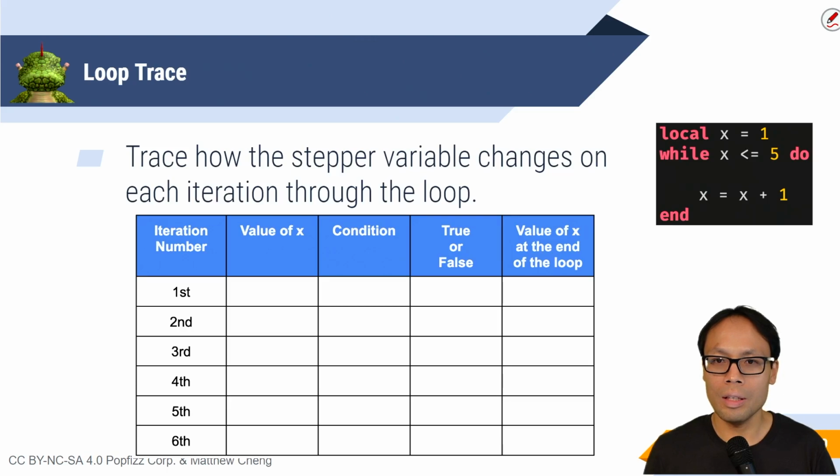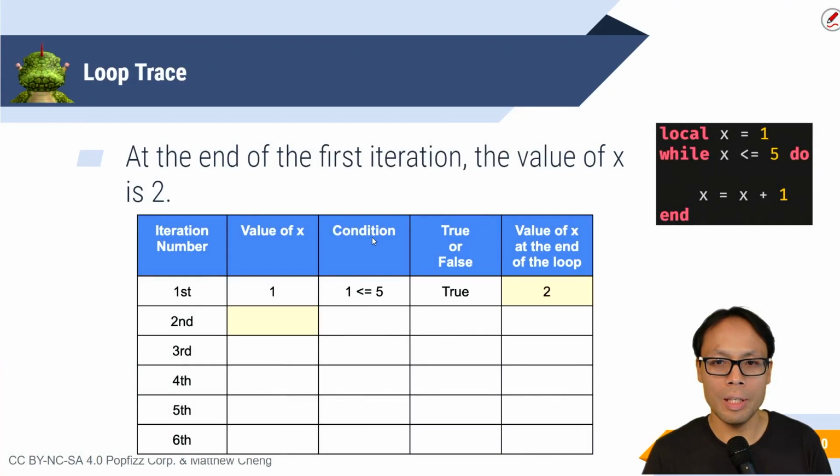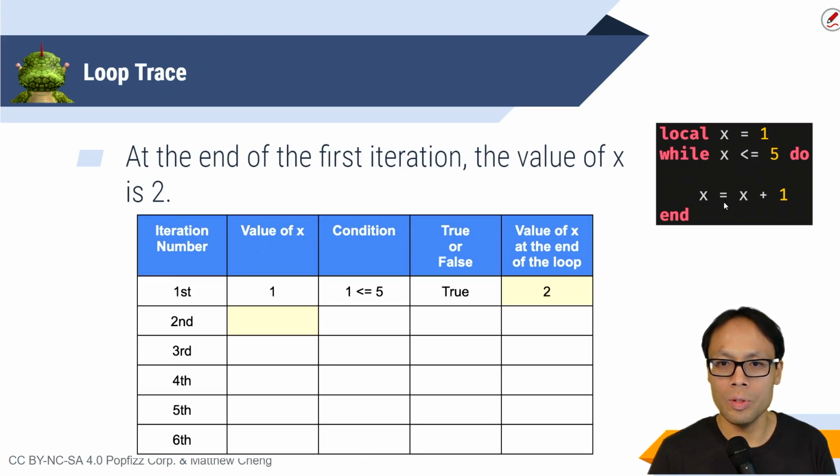Now, let's go ahead and look a little closer at our stepper variable as it changed with every iteration inside of the loop. So to do that, we're going to trace through it and kind of do this by hand here. So here in the first iteration, because we initialized our x to 1, which is right up here, we have x equal to 1. The condition here would be 1 less than or equal to 5. So the condition there is true. And then at the very end of the loop, we are incrementing the x. So x becomes 1 plus 1, which is 2.